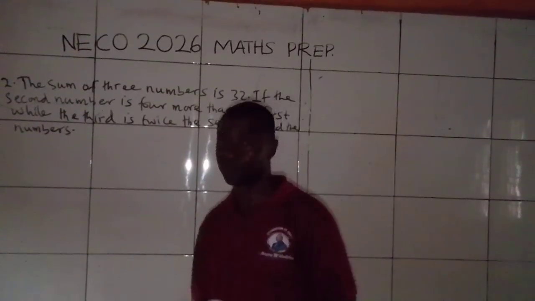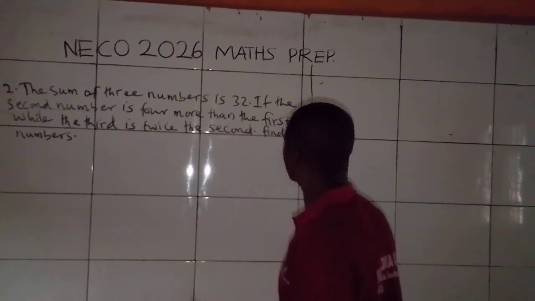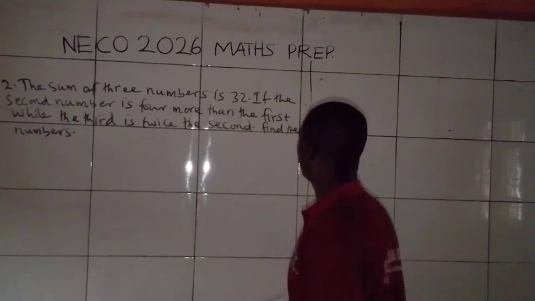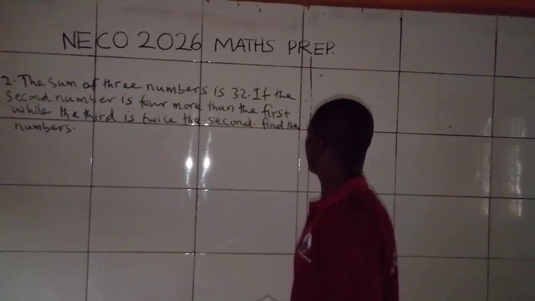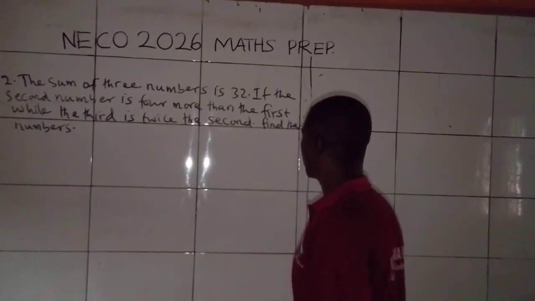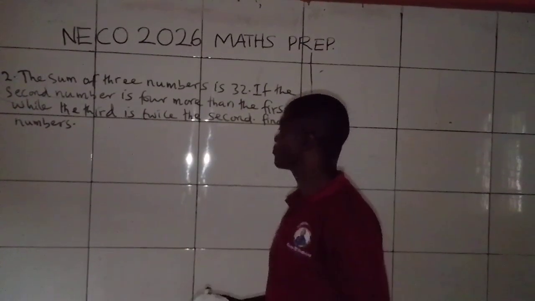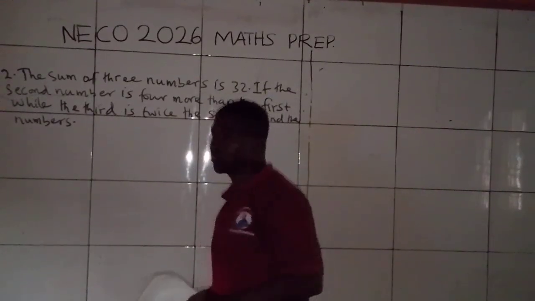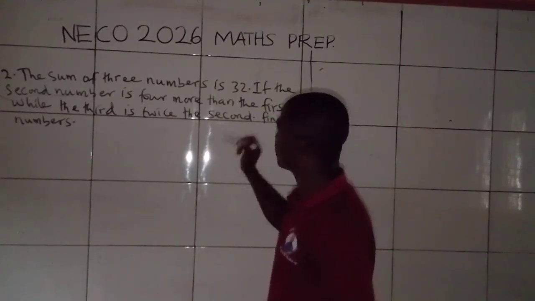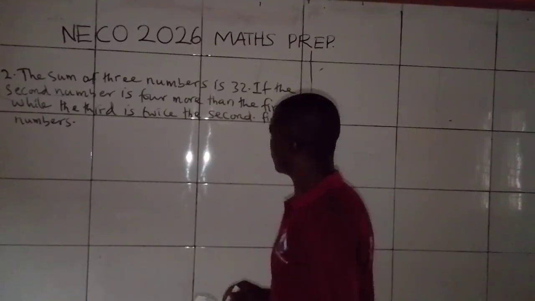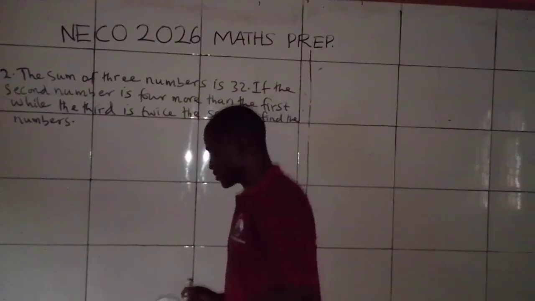Now we move to the next question, and the next question says the sum of three numbers is 32. If the second number is 4 more than the first, while the third is twice the second, find the numbers. I take the question again. The sum of three numbers is 32. If the second number is 4 more than the first, while the third is twice the second, find the numbers.